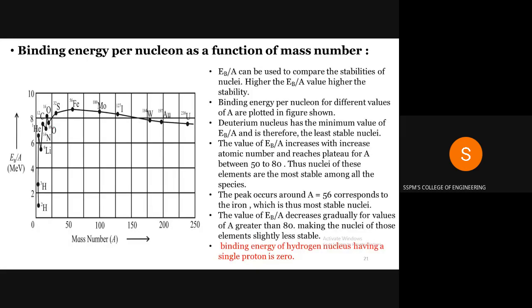This is the graphical representation. If you are plotting the graph between binding energy per nucleon as a function of mass number, then some magic numbers you are getting. Okay. So here we define the binding energy of the hydrogen nucleus, having a single proton, as zero. Okay. This point you have to remember.